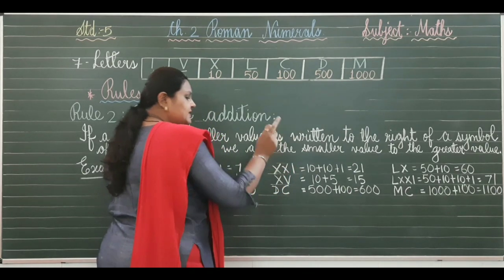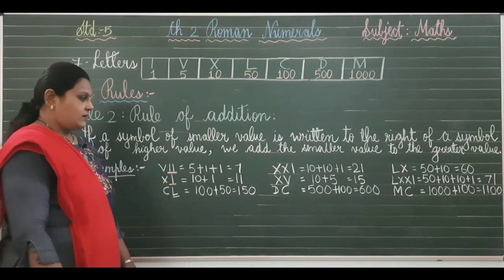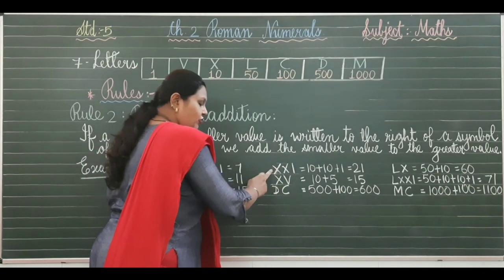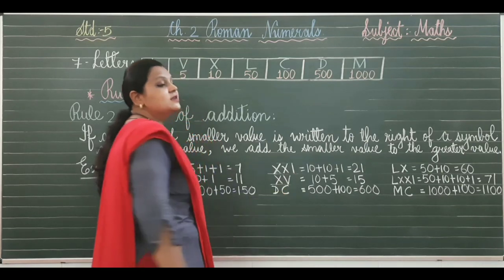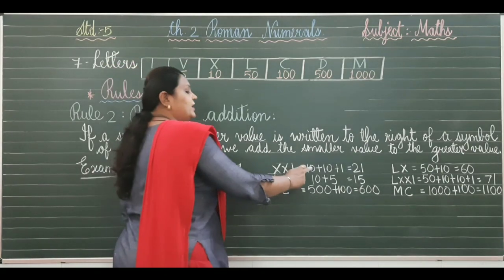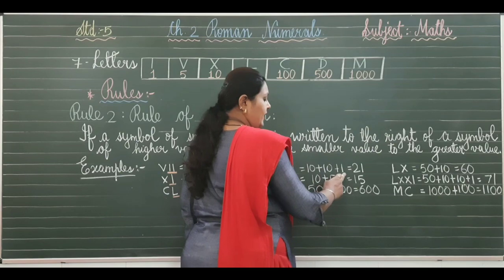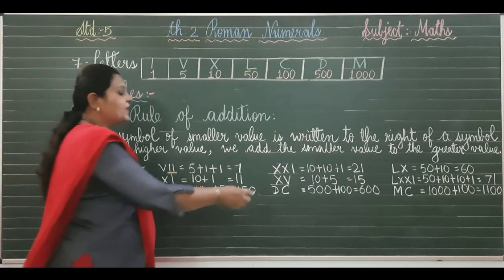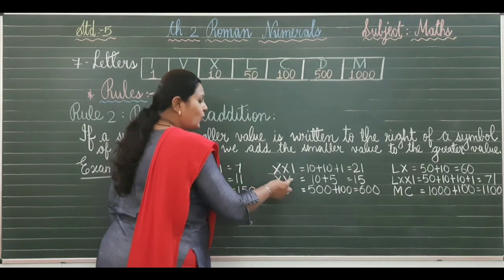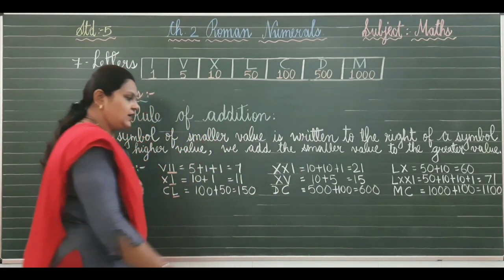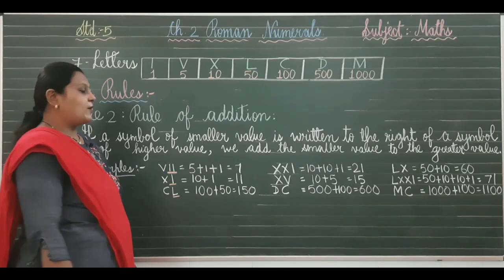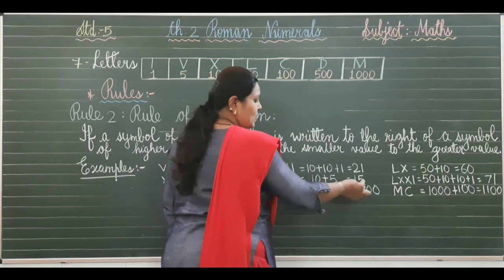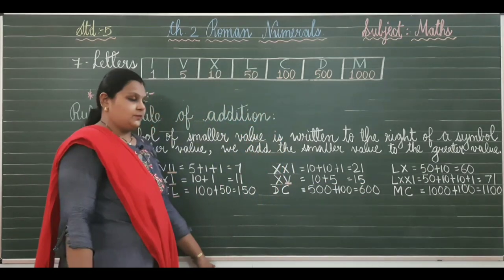Now X stands for 10 and I stands for 1. So again, the greater value is given first and the smaller value on the right hand side. So 10 plus 10 plus 1, that is 21. Next example, XV. X stands for 10, V stands for 5, which is smaller. So 10 plus 5 is equal to 15.